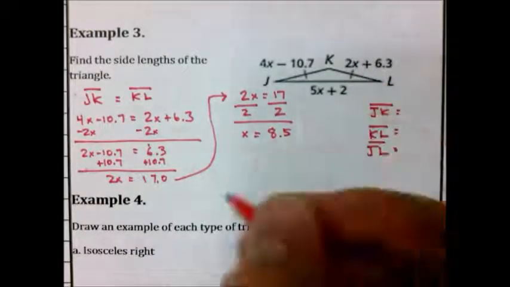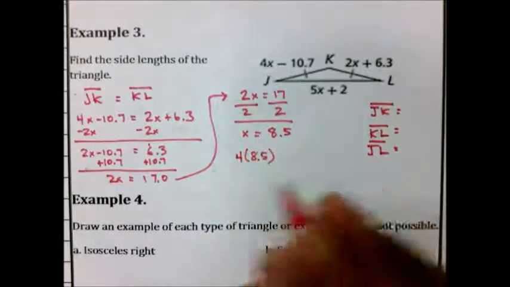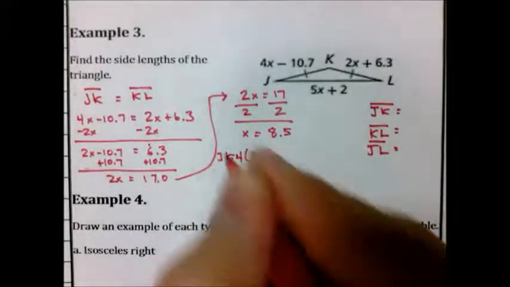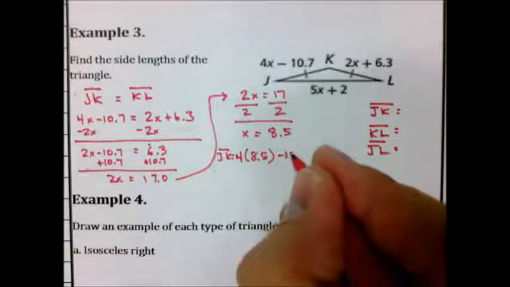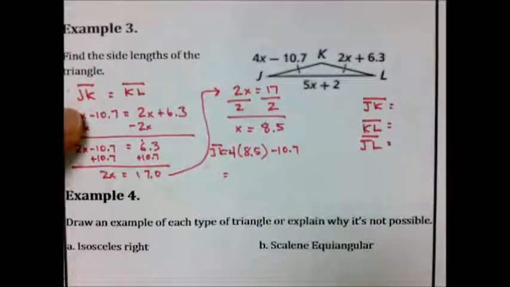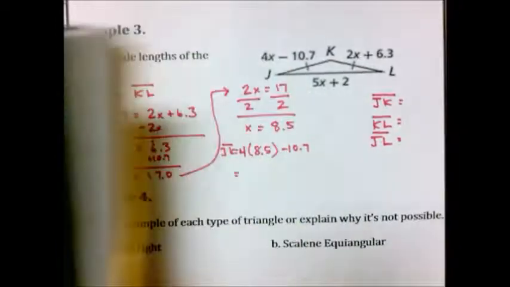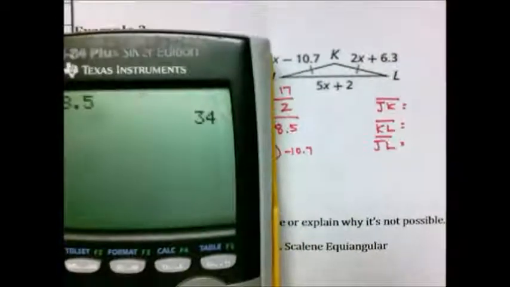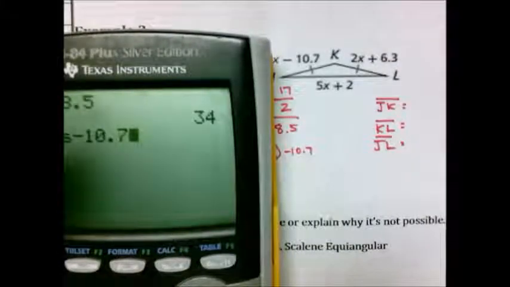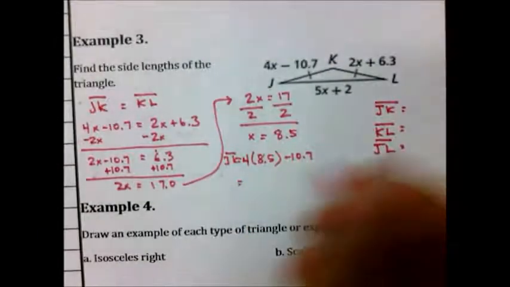Okay, so this first one, line JK, is 4x minus 10.7, and x is 8.5, remember? Now this gets a little bit difficult to do just because sometimes when you're working with decimals it gets a little confusing. So I'm going to go ahead and say hi to my friend here. 4 times 8.5 is 34. And then we have to subtract 10.7 from that. We end up seeing it is 23.3 is our final units there.